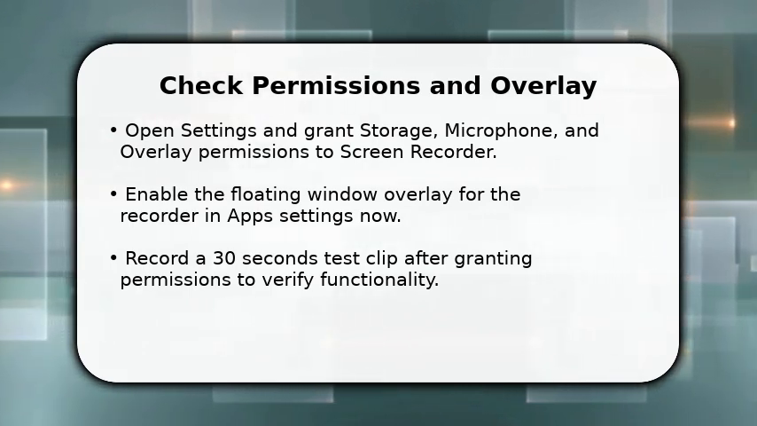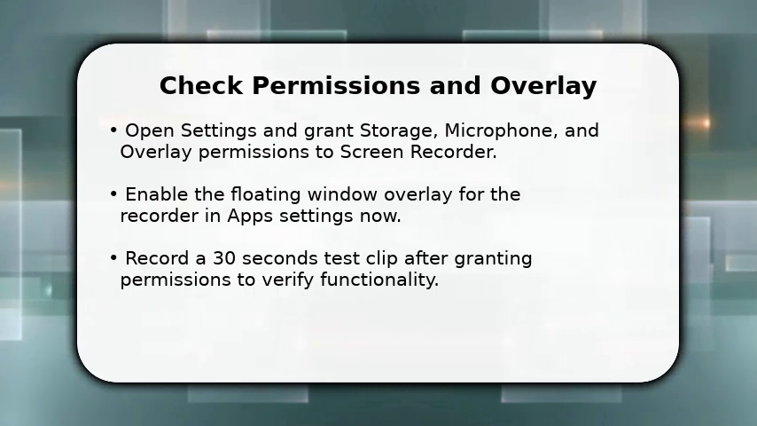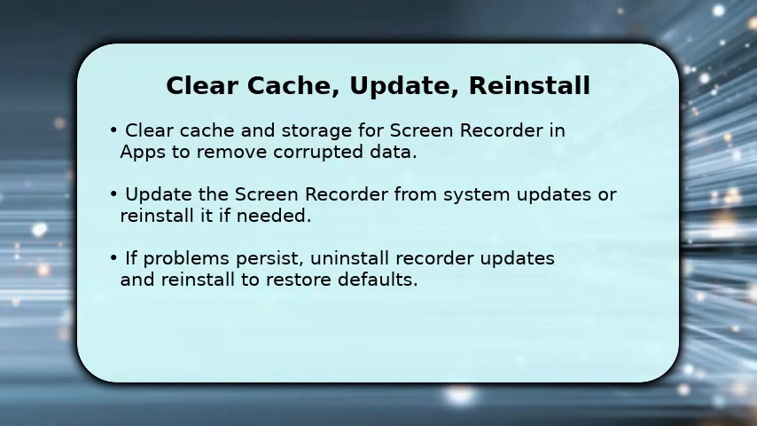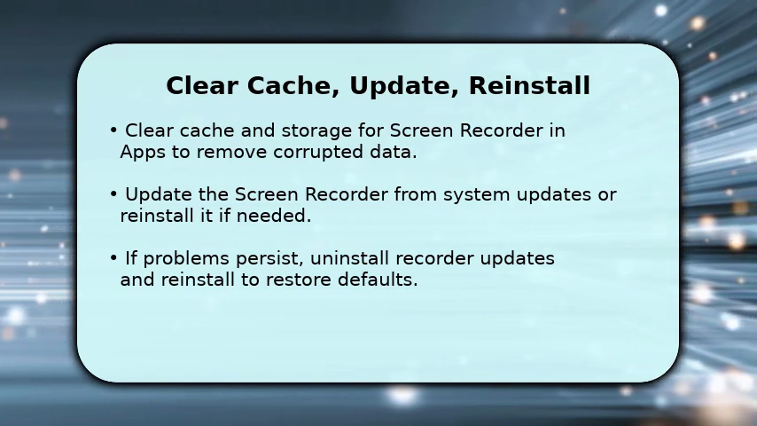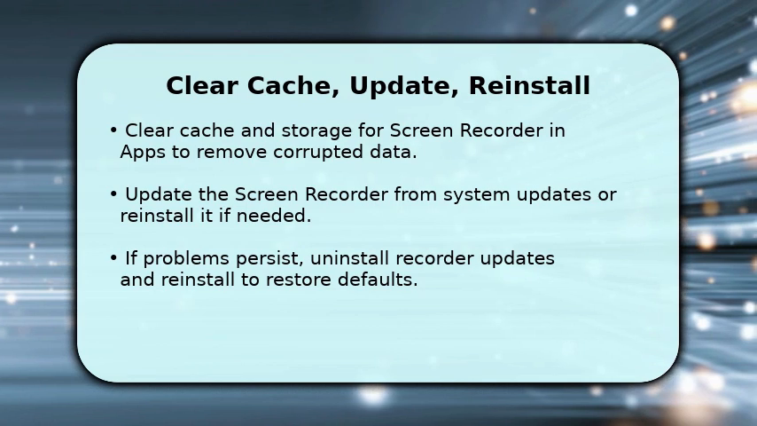If permissions were correct but issues persist, clear cache and storage for Screen Recorder. Go to Apps, Storage, then tap Clear Cache and Clear Data to remove corrupted temporary files safely.